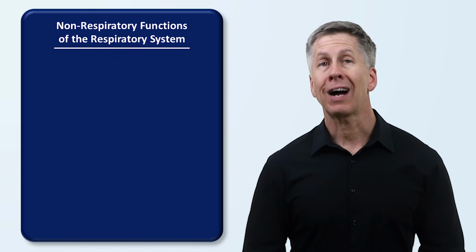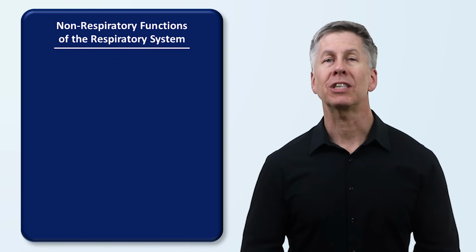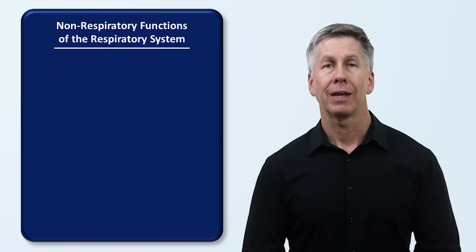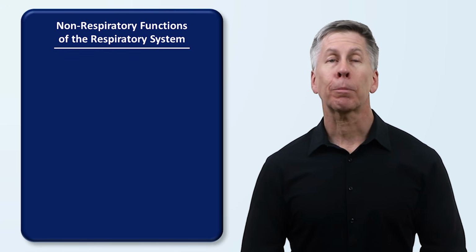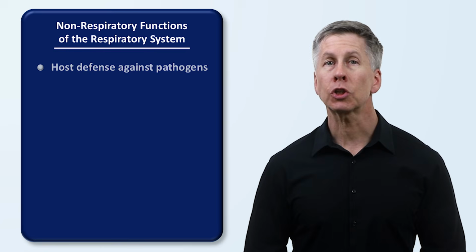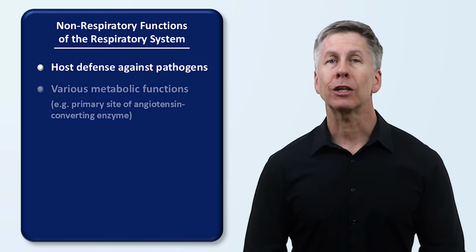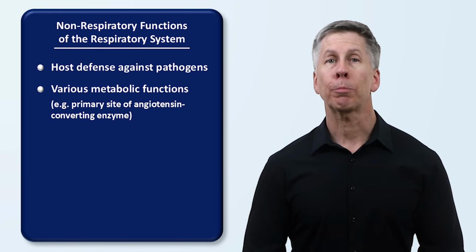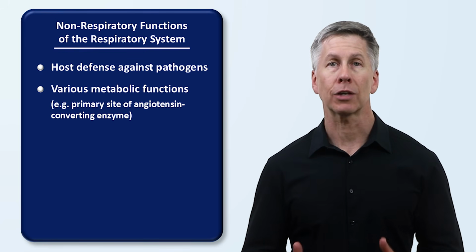While not the focus of either this video or this video series, it's still important to be aware of these secondary functions. As it's an organ with direct contact to the outside environment, it plays a critical role in immune function and host defense against pathogens. It has various metabolic functions. For example, the pulmonary vasculature is the body's primary site of angiotensin-converting enzyme.